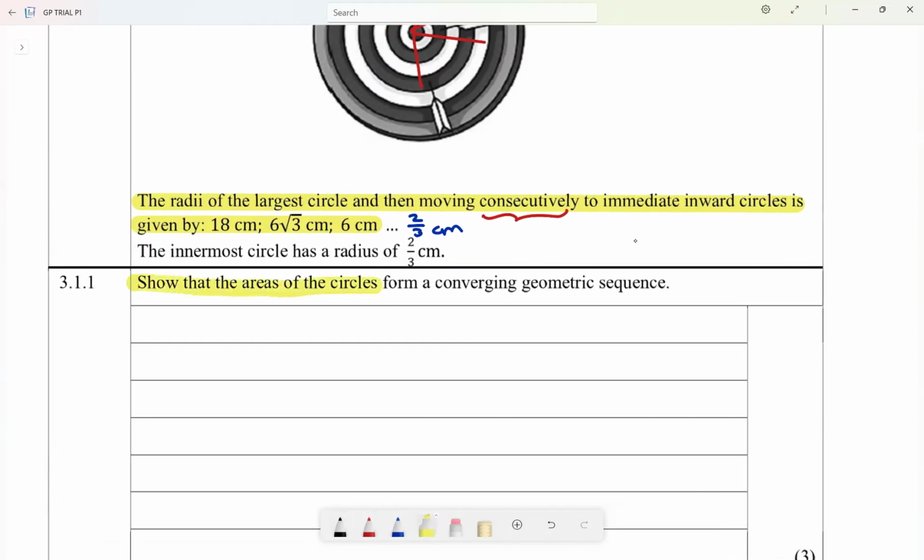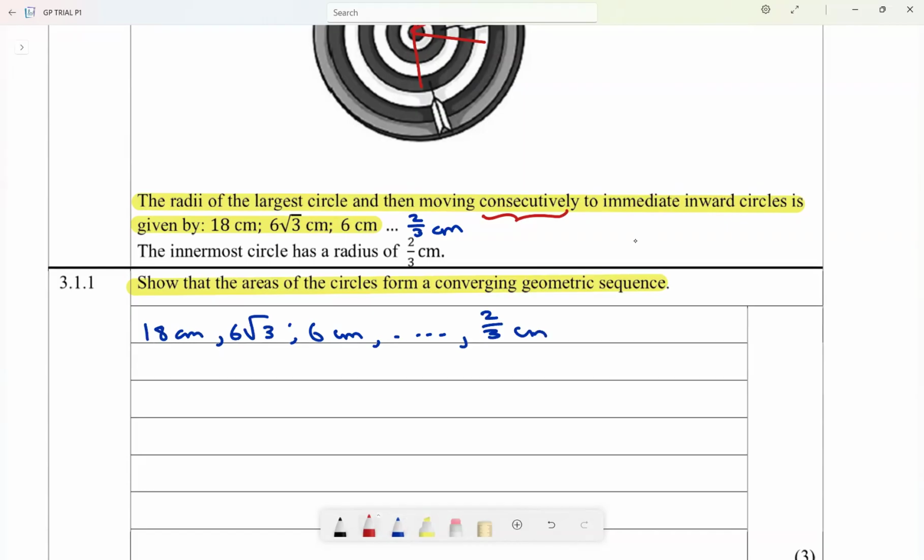Show that the areas of the circles form a converging geometric sequence. Now let's consider this one. Remember, we have 18 centimeters, and this is just the radius, then 6 centimeters, all the way to the inner radius, which is 2/3 centimeter.